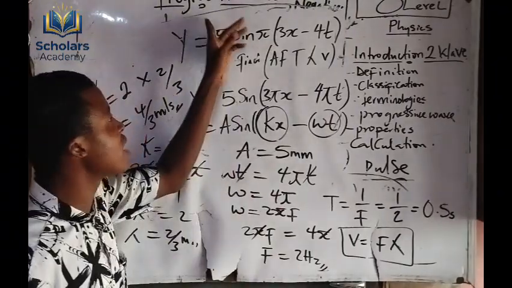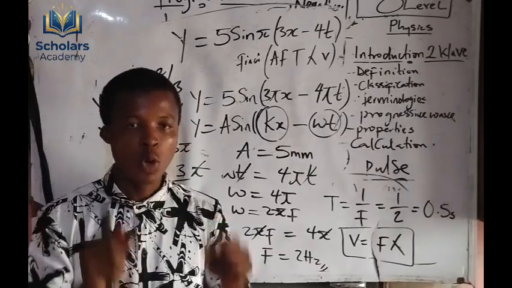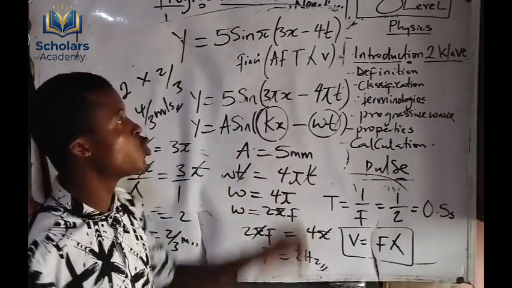Then, is it progressive wave? It can occur in both longitudinal and transverse waves. So both longitudinal and transverse waves, both of them undergo what?